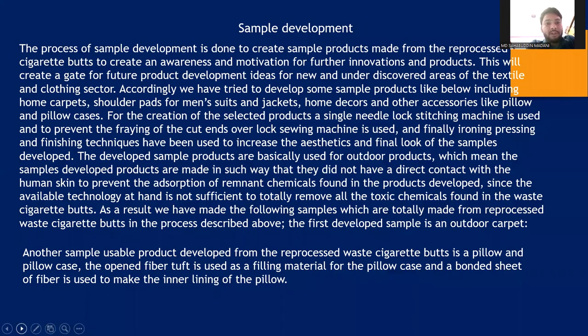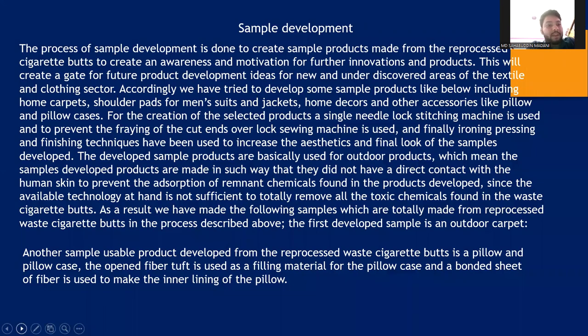Accordingly, we have tried to develop some sample product lines below, including home carpets, shoulder pads for men's suits and jackets, home decors and other accessories like pillows and pillowcases. For the creation of the selected products, a single needle lock stitching machine is used, and to prevent the fraying of the cut ends, an overlock sewing machine is used. Finally, ironing, pressing and finishing techniques have been used to increase the aesthetics and final look.